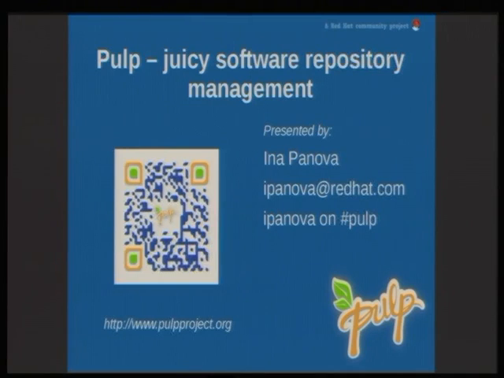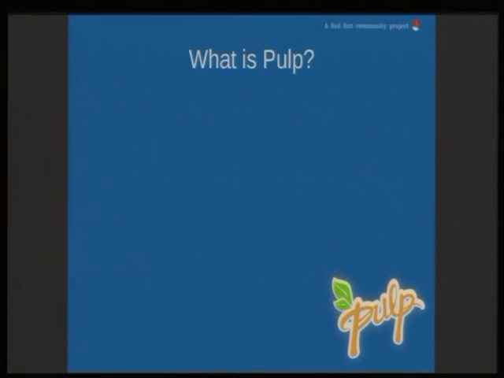So let's start. What is Pulp? Pulp is a platform for managing repositories. Imagine that in one hand, you have a lot of content types like RPM, Docker images, erratas, Puppet modules, and many others. And on the other hand, you have a lot of repositories. And in case you want to combine and manage these two concepts by one tool, Pulp is just for you.